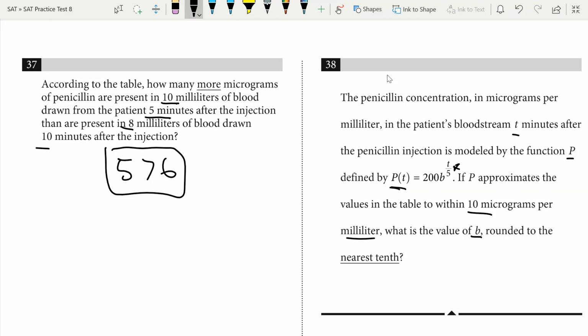I see I have T over 5. So I know if I plug in 5 for T, I'm going to get B to the power 1, right? Which is very useful because then it's just 200B. So I'm going to go ahead and do that. I'm going to say T is 5. So I'm going to cross out this T and put in 5.